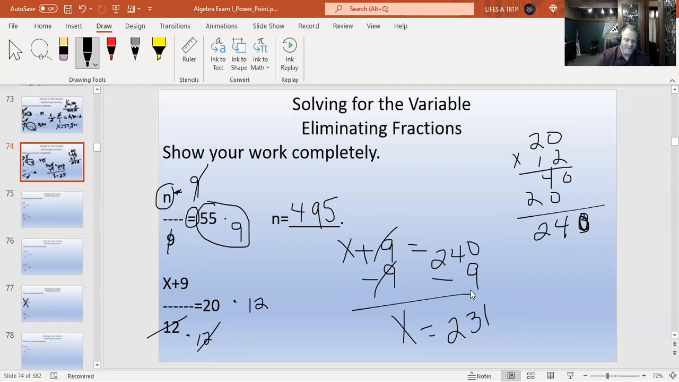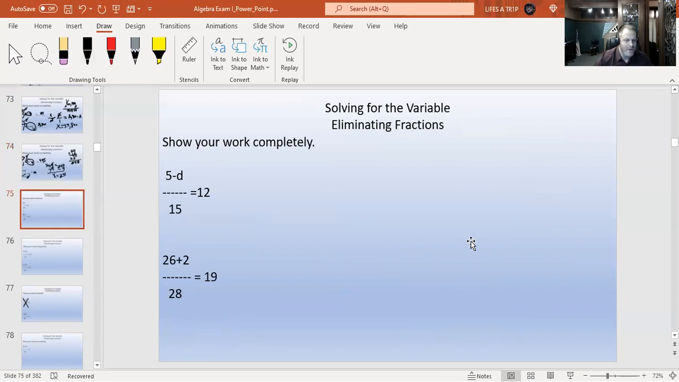All right, guys, that's it for this page. All right, let's go to the next page. All right, same circumstance right here. 5D over 15 equals 12. So get rid of that 15 first. Get rid of the 15. And then what you do to one side, you do to the other side.